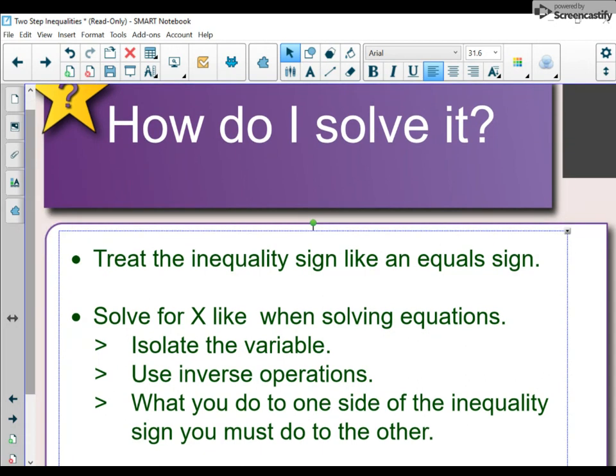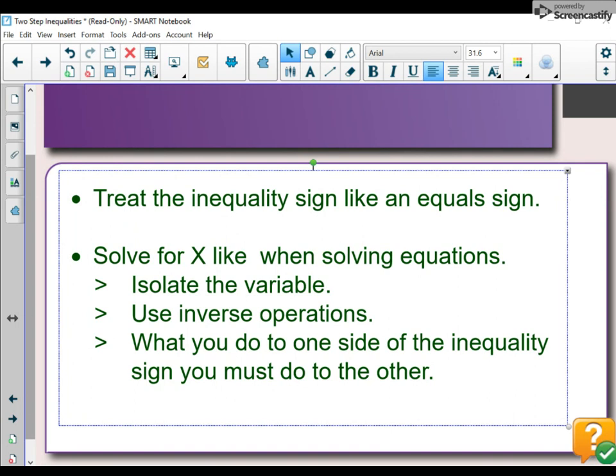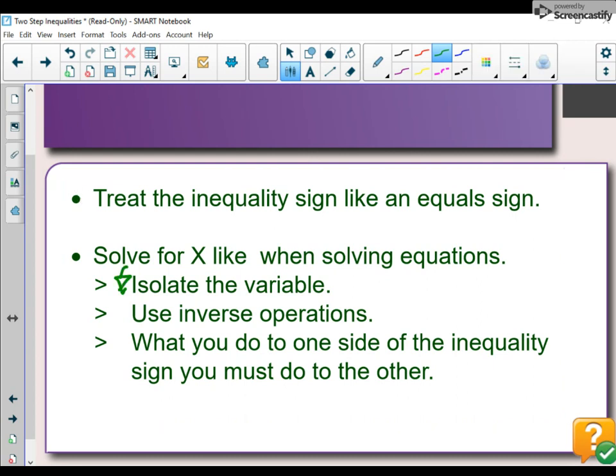So, how do we solve it? We're going to treat the inequality sign like it's an equal sign, and we'll solve for x by isolating the variable like we always do. Get your variable by itself. Then we'll use inverse operations. Please remember that inverse means what? Opposite. Very good. So we'll use inverse operations to solve, and then what we do to one side, we have to do to the other. Have to. You don't have that option because the whole point is to keep it balanced.